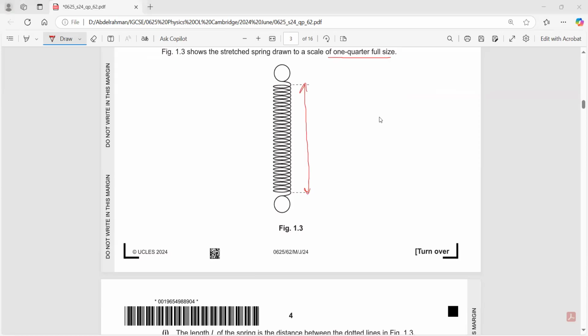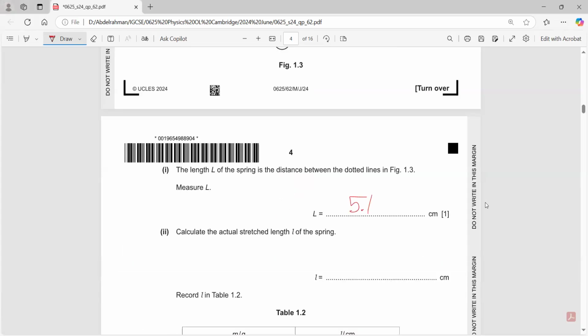It would be around maybe 5.6. If you printed out the paper, it might be slightly less than 5.6. If your answer is 5.5, again, that is acceptable. So 5.6 centimeters.